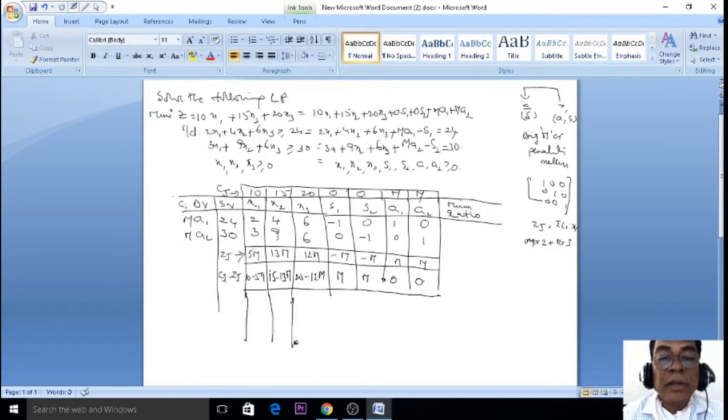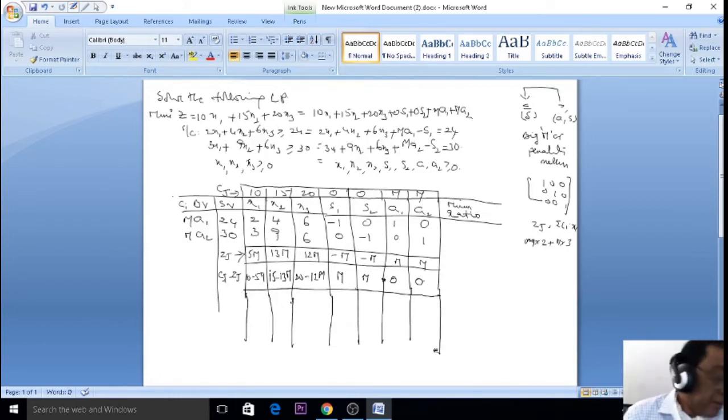In a maximization problem, for the key column you have to select the maximum positive value in Cj minus Zj. In a minimization problem, you have to select the minimum negative M value. Here, minimum negative value means this negative M value. So you have to take this one. This is called the key column, the negative value.